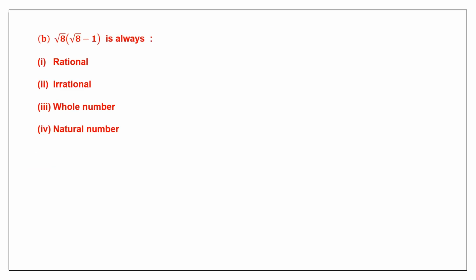Question B. This expression is always one of these: rational, irrational, whole number or a natural number. That means we have to solve this. So that is root 8 into root 8 minus 1. So now let's try to solve this. First we multiply root 8 into root 8. When we multiply these two, I get only 8, isn't it? So we write only 8 here. Then we multiply root 8 into 1, and that will be root 8 itself. So that is minus root 8.